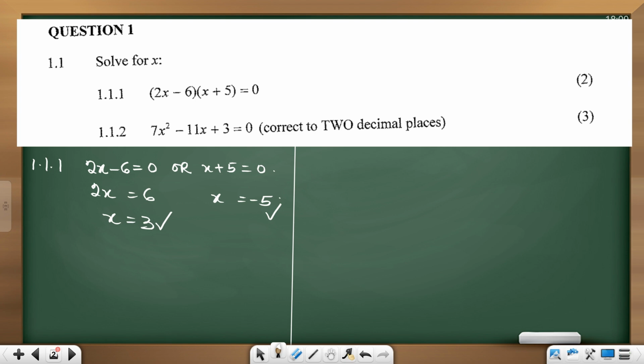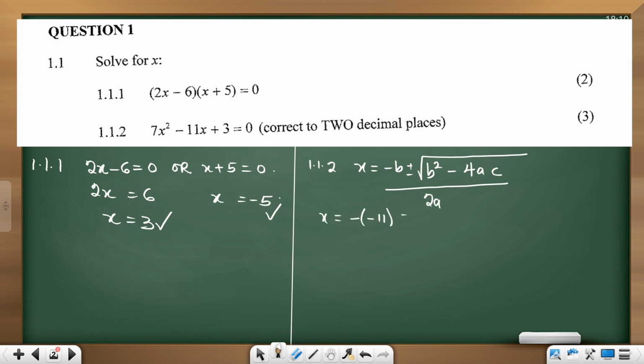Next one as well. Once I see that the examiner has given me 2 decimal places, what do I do? Bring in my quadratic formula. Don't even waste time. x equals minus b plus or minus the square root of b squared. If you are not sure of the formula, please go and copy it. There's no shame in this.